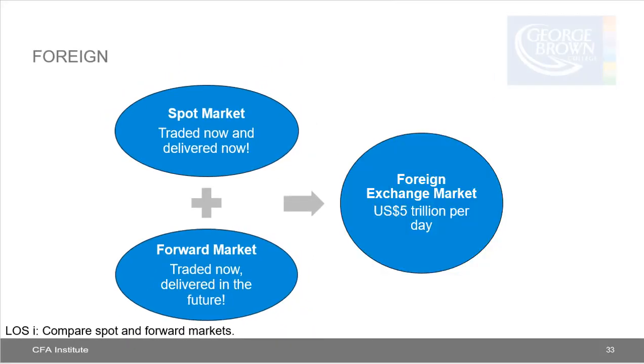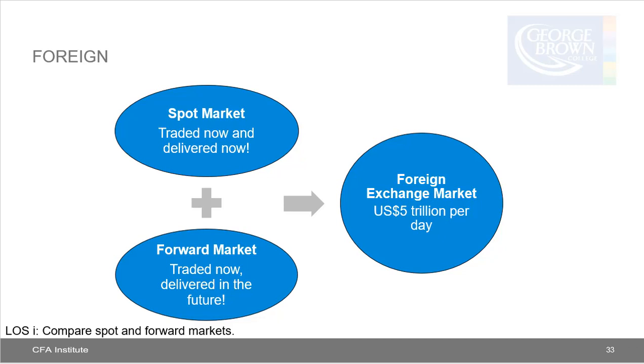So we're down to the final learning outcome statement, and it's learning outcome statement I, which is compare spot and forward markets. So the foreign exchange market is where currencies are traded. It's a very active and liquid market with an average of $5 trillion traded every single day. So it's a decentralized network that is highly integrated via information and computer technology.